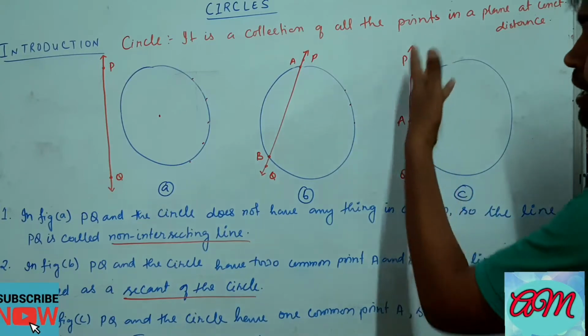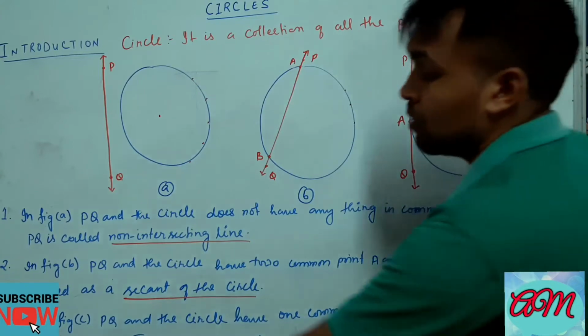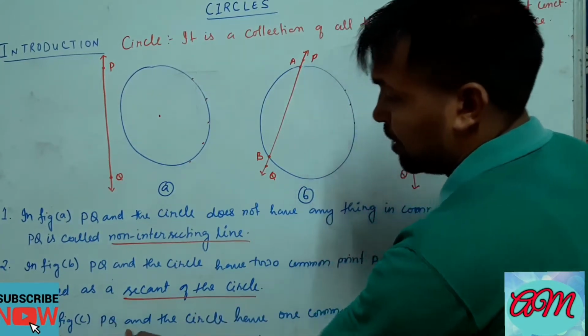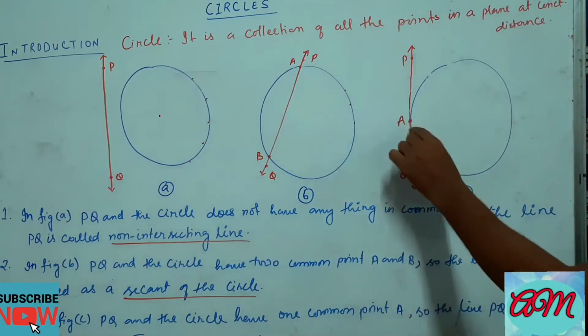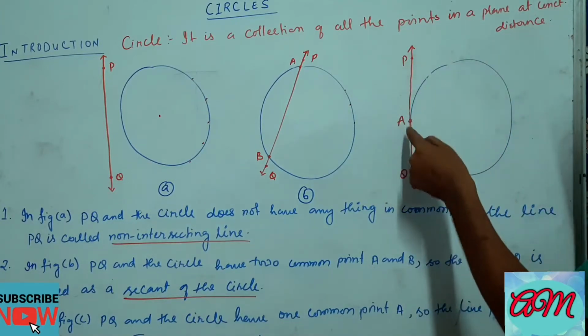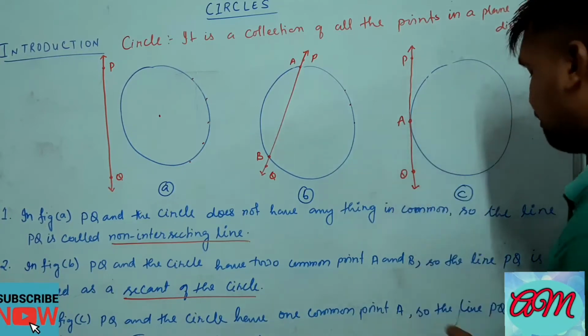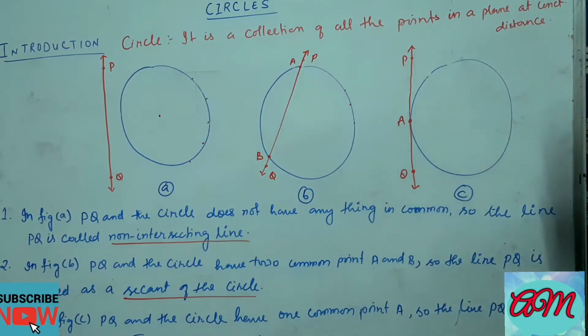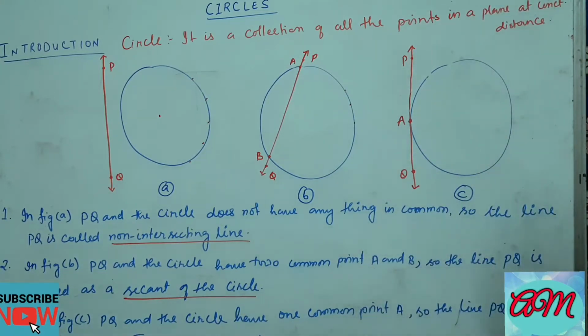So what will this line be called? What is this line to the circle? In figure C, PQ and the circle have one common point, A. PQ and this circle have one common intersecting point, that is A. So the line PQ is called what? Tangent to the circle. So what is a tangent to the circle?